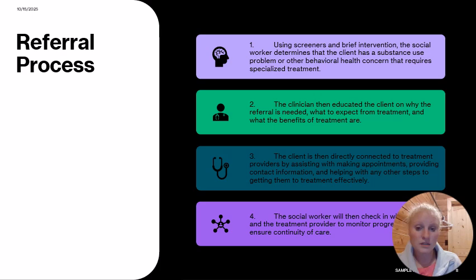The referral process. Once using screeners and brief intervention, the social worker determines that the client has a substance use problem or other behavioral concerns that require specialized treatment. So this would look like them being in that high risk area for their substance use or alcohol usage. The clinician then educates the client on why the referral is needed, what to expect from treatment, and what the benefits of the treatment are.